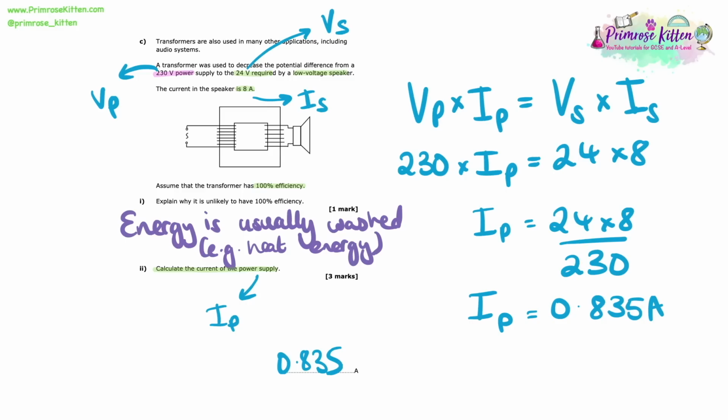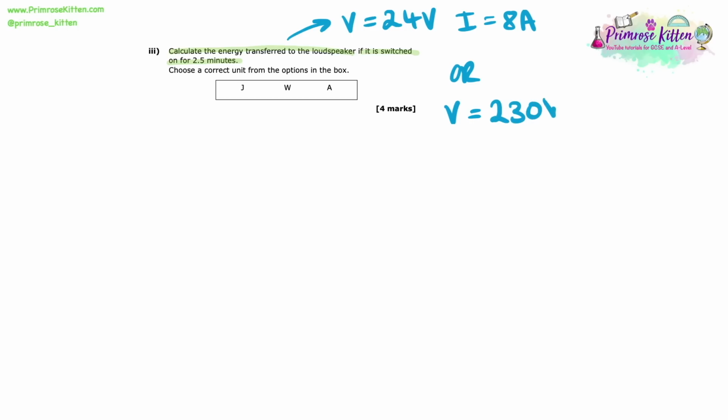0.835 amps. Now we're asked to calculate the energy transfer to the loudspeaker if it is switched on for 2.5 minutes. And we're asked for the unit as well. So earlier in this question, we know that if we're thinking about that secondary coil connected to that loudspeaker, the potential difference was 24 volts and the current was 8 amps.